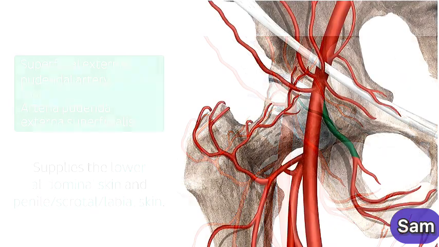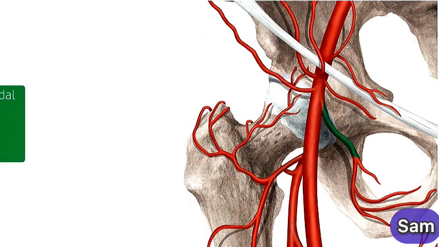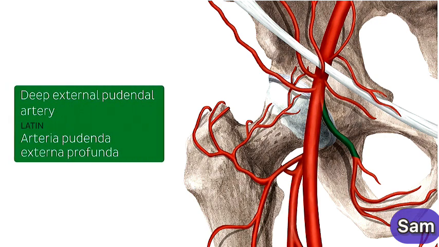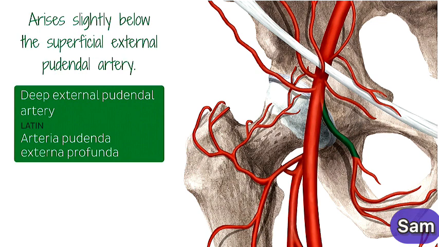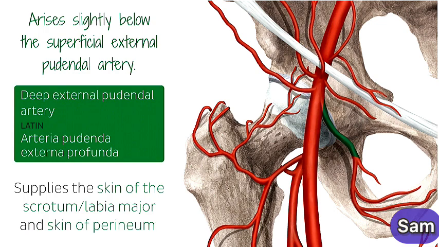Another branch the femoral artery gives off in the proximal thigh is the deep external pudendal artery. As you can see, this artery arises slightly below the superficial external pudendal artery. Like the name suggests, this artery is found more deep to the superficial external pudendal artery. This artery is covered by fascia lata and passes medially over the pectineus and adductor longus muscles. Following this, it pierces the fascia lata to supply the skin of the scrotum or labia major, as well as the skin of the perineum.